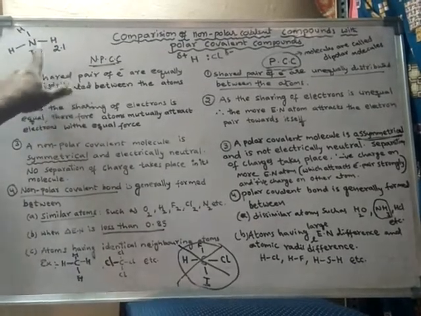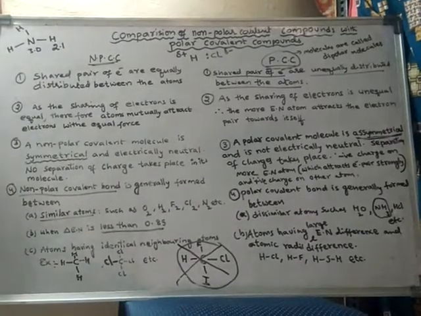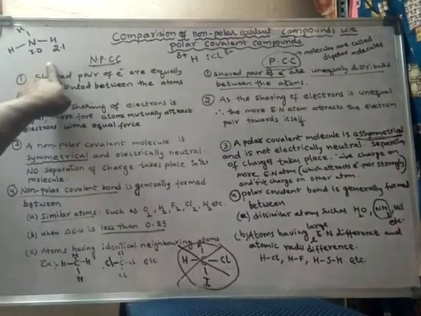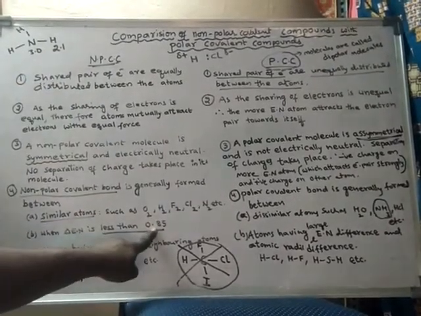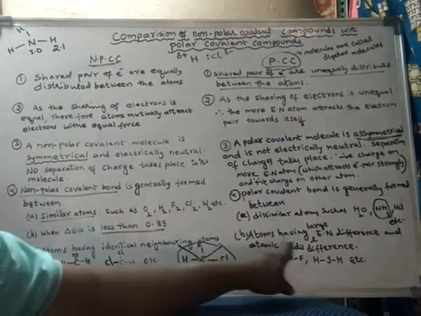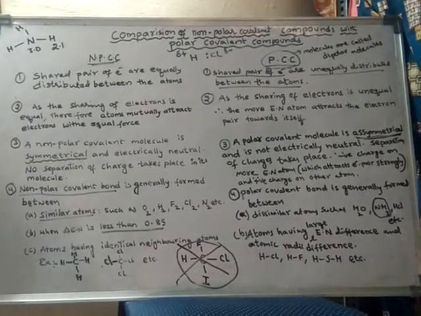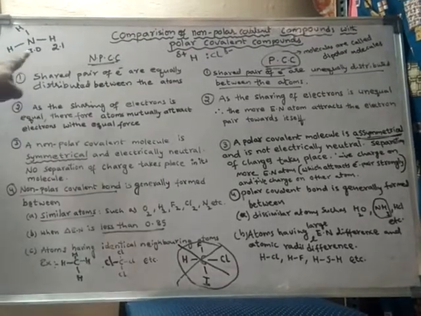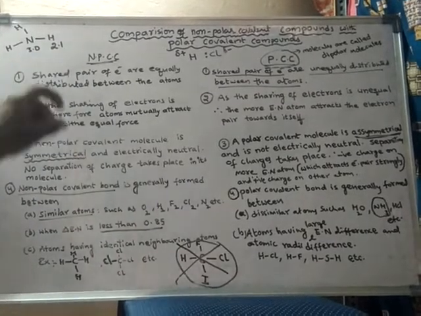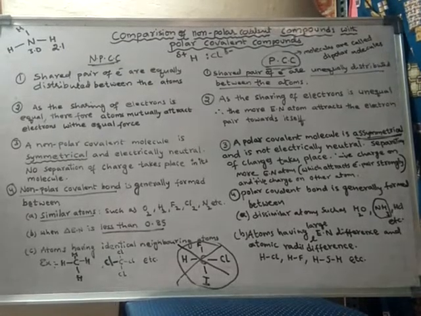What is the difference in electronegativity? So the difference in electronegativity is 0.9. The difference in electronegativity between nitrogen and hydrogen is 0.9, which is greater than 0.85. As the electronegativity difference is large, large means more than 0.85. So in that case, the bond formed between nitrogen and hydrogen is a polar covalent bond.